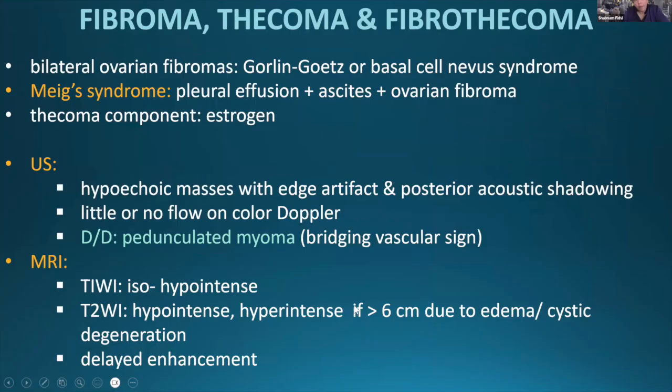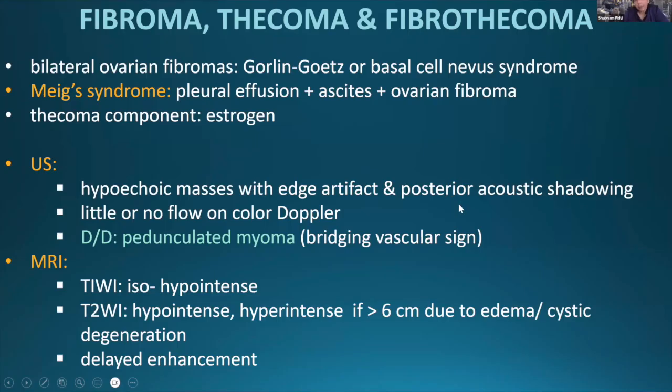Talking now about fibromas, thecomas, and fibrothecomas. Bilateral ovarian fibromas can occur with Gorlin or basal cell nevus syndrome. You've probably heard about Meigs syndrome, which is a right pleural effusion with ascites and an ovarian fibroma. Now, the thecoma component of these lesions produces estrogen, so they can be hormonally active. On ultrasound, you typically see a hypoechoic mass with edge artifact, which is due to a curvilinear reflector, and you'll see posterior acoustic shadowing.